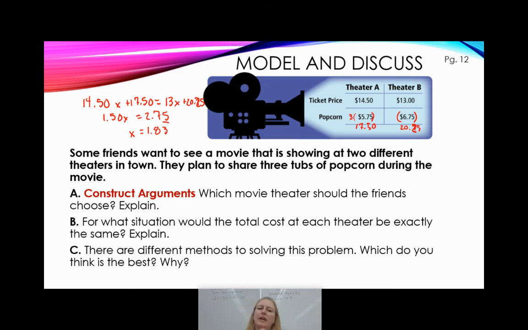So it looks like I don't have an exact number here. It does look like if I have 2 people or more going, it's probably better to do theater B. If I'm just going by myself, theater A might be the better option. This is not the only way to solve the problem. I used an algebraic method to solve the problem, but you may have used a different one, and maybe you think that's better. I don't know.